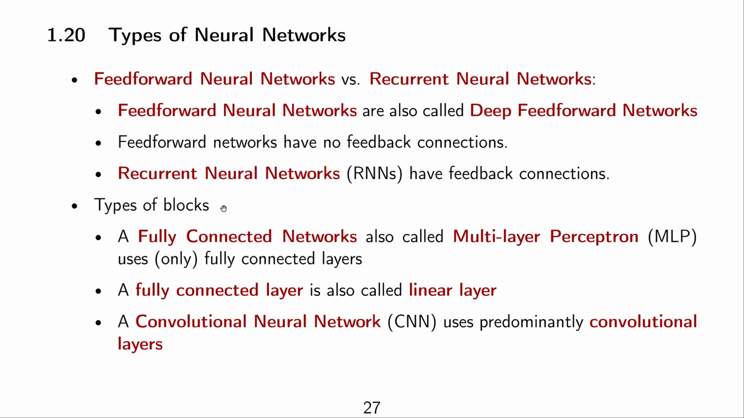So, types of blocks. All right. Another term first: a fully connected neural network is also called a multi-layer perceptron. And the fully connected network generally only uses fully connected layers, that means linear layers. Then another dominant network is called a convolutional neural network that uses predominantly convolutional layers. And a network that uses mainly convolutional layers and a few fully connected or linear layers will also be called a convolutional neural network.